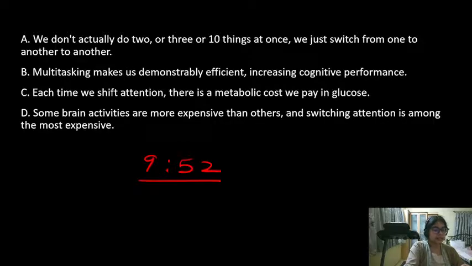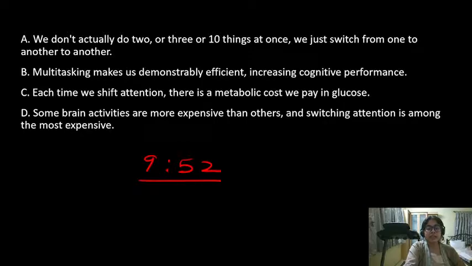Okay, A says we don't actually do 2 or 3 things or 10 things at once. We just switch from one to another to another. B, multitasking makes us demonstrably efficient, increasing cognitive performance. C, each time we shift attention, there's a metabolic cost we pay in glucose.